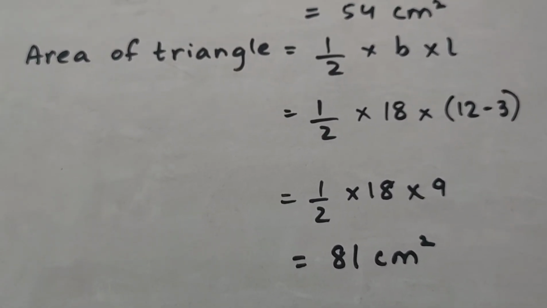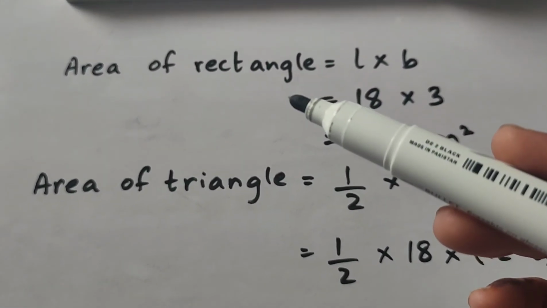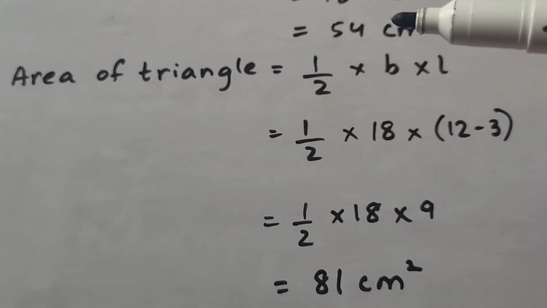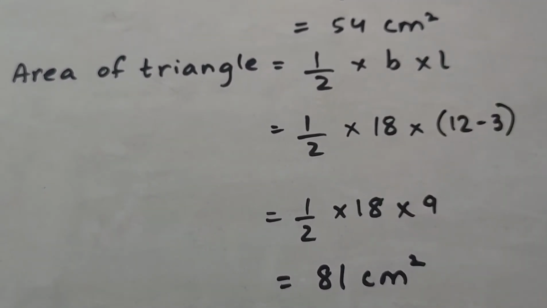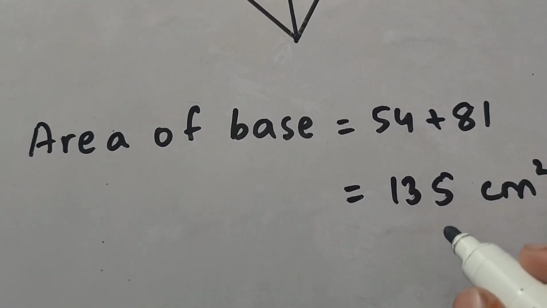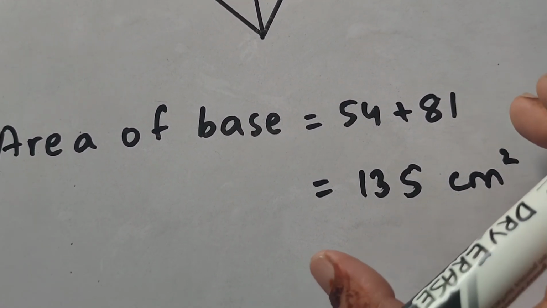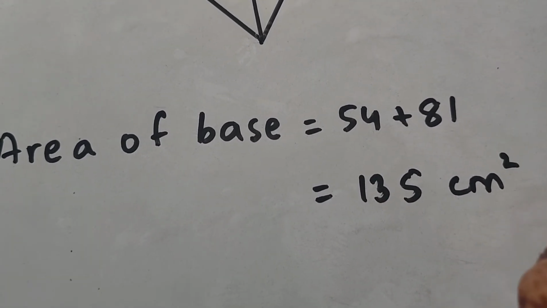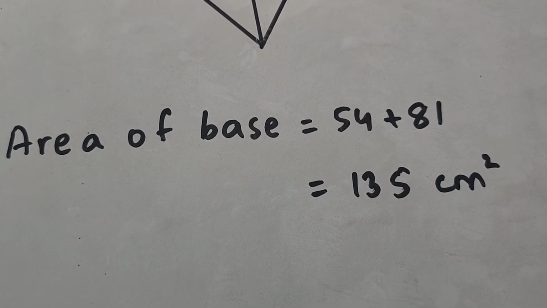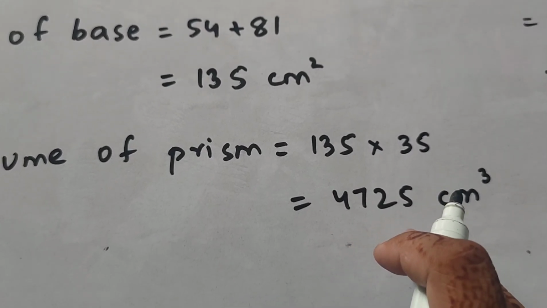See, students? Now we have both the area of this rectangle, that is above the dotted line, and the area of triangle, that is below the dotted line. We'll simply add up these two areas to find out the area of base. So the area of this given base is equal to 135 centimeters square. Now after finding out the area of the given base, we'll simply multiply it with the height, that is 35 centimeters, to find out the volume of the prism. Here you go, the volume of this prism is 4725 centimeters cube.